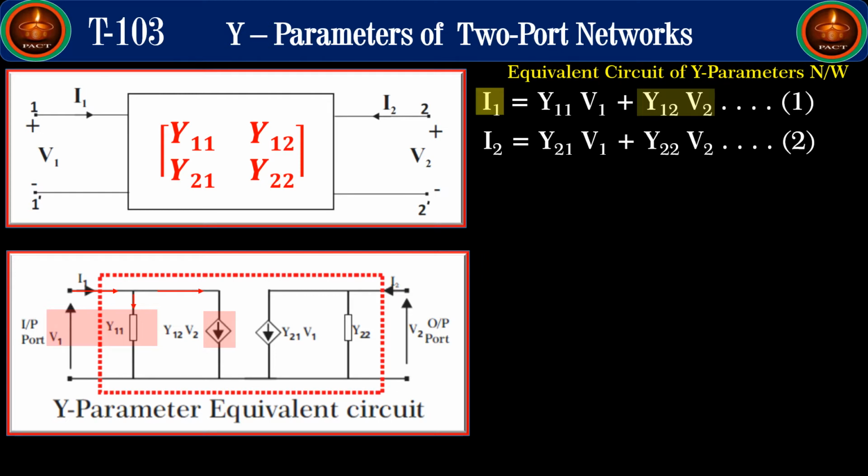Similarly, if we represent the output equation, we find I2 is equal to y21 V1. Again you note that y21 V1 is a voltage controlled current source plus y22 V2. So effectively now we have transferred these two equations in the form of an equivalent circuit. This is what you have to understand.